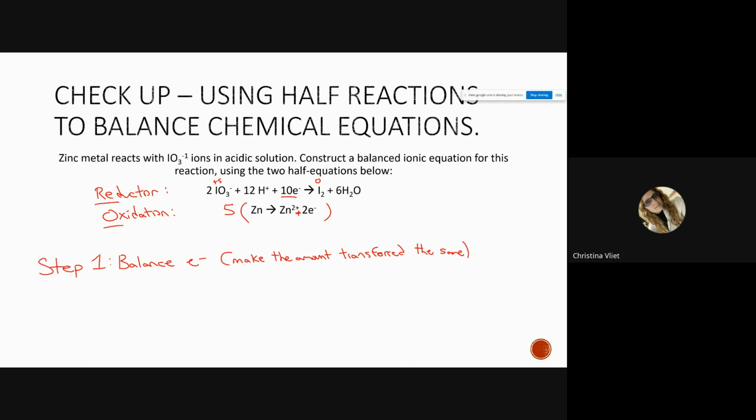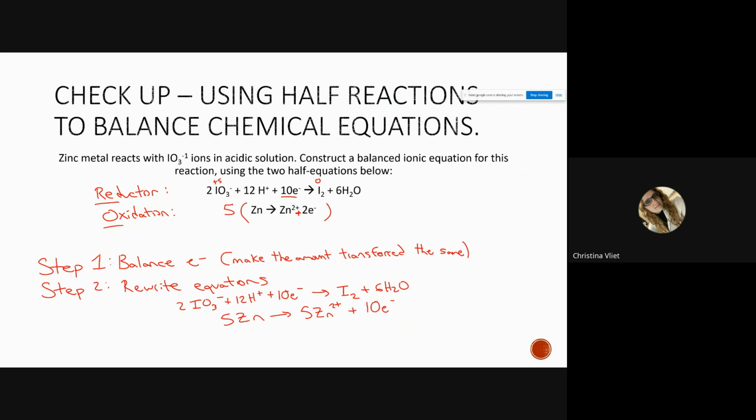Once we have balanced the electrons, we rewrite the equation. So when I rewrite it, I'm going to have now 2IO3 minus plus 12H plus 10e minus goes to I2 plus 6H2O is the first one. I didn't change anything about that. And what would the bottom one look like? The bottom reaction, the oxidation. 5Zn goes to 5Zn2 plus plus 10e minus.